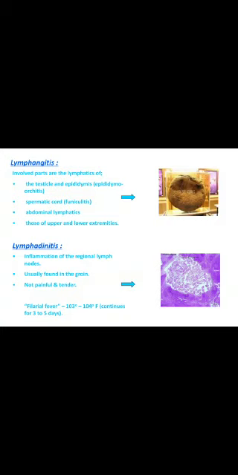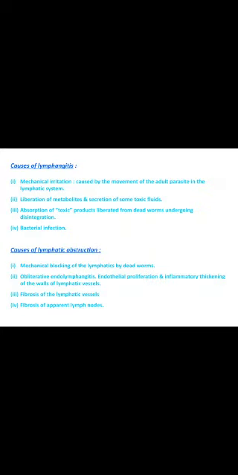Involved parts are the testicles and epididymis, wherein epididymo-orchitis may be seen. That may be a cause for secondary infertility. Then lymphadenitis, the inguinal lymph nodes are the common ones. Lymphangitis occurs due to the mechanical irritation caused by movement of the adult parasites in the lymphatic system. The movement of these adult worms is always opposite to the flow of lymph. The lymph has to flow up, but the movement of the filarial worms is downward. So it is opposite to the flow of lymph.